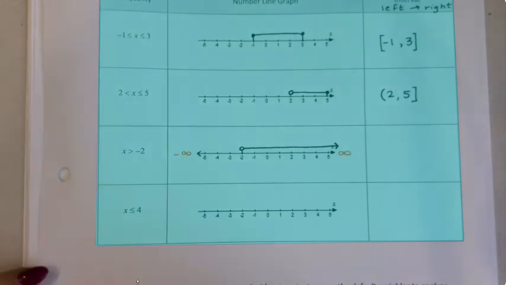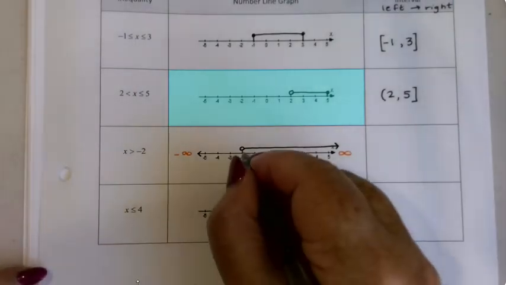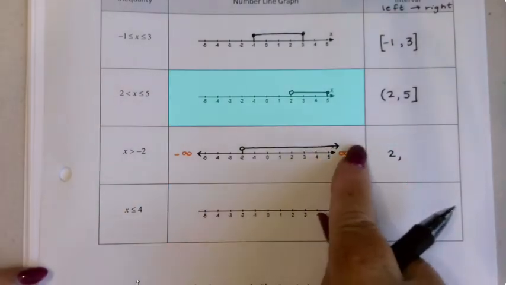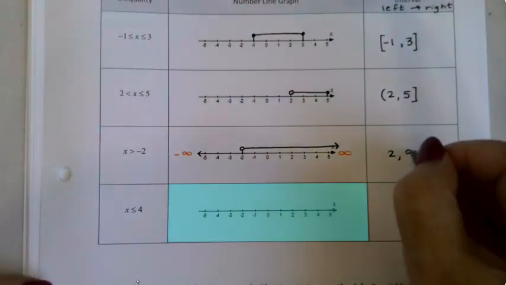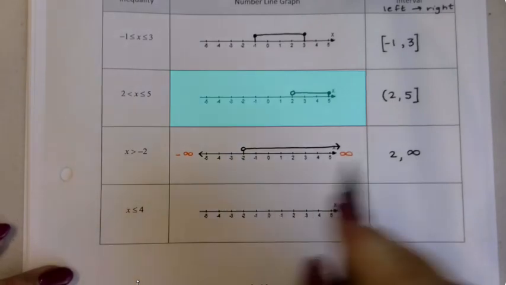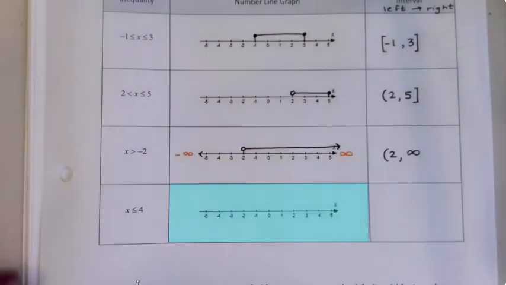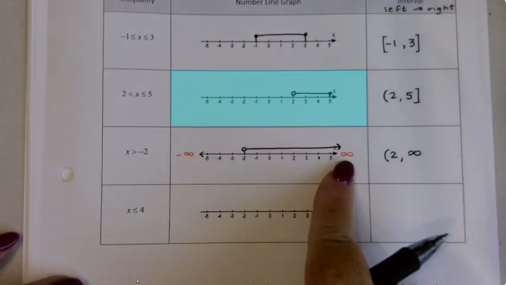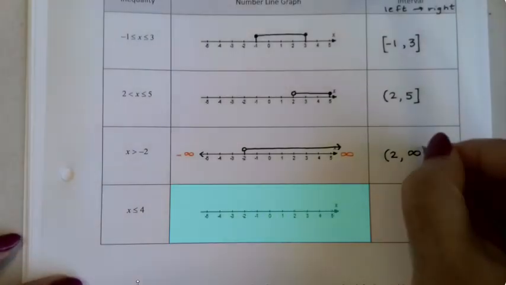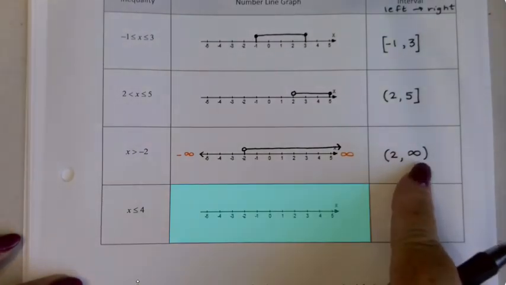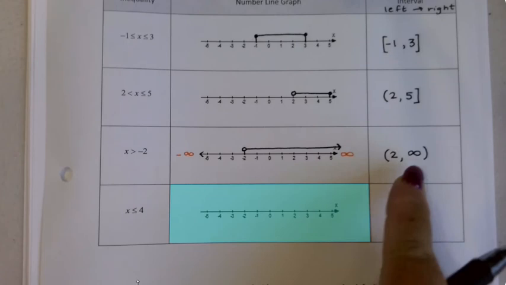So when I go to write my interval, my starting value is 2. And because this really never has a largest ending value, I see it keeps going to infinity. An open circle, so I have a parenthesis here. And because I can't truly reach infinity, I have to have a parenthesis there as well. Infinity will never have a bracket because you can never actually get to infinity.